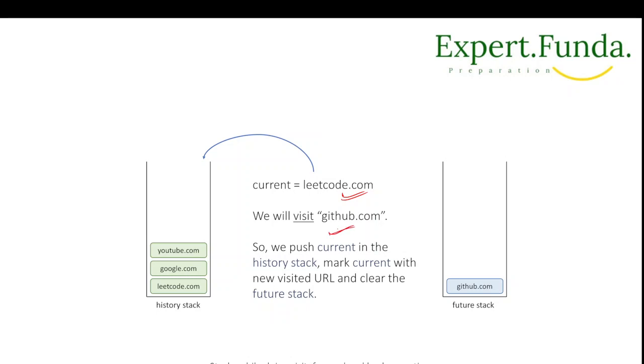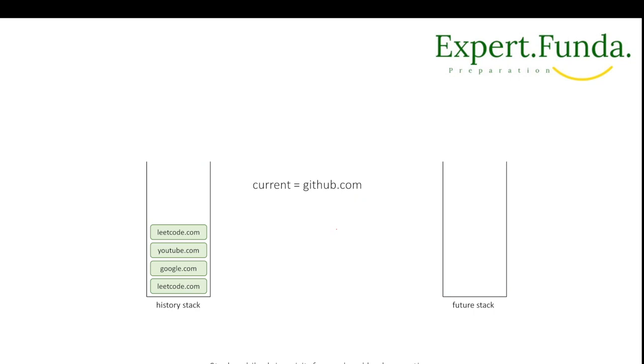We push current into the history, mark the newly visited URL as current, and clear the future stack. So now your future stack will be cleared because we are currently on github.com. Understood? We can't go forward because there is no element present in the future stack. If we do more forward operations, it will not go anywhere.